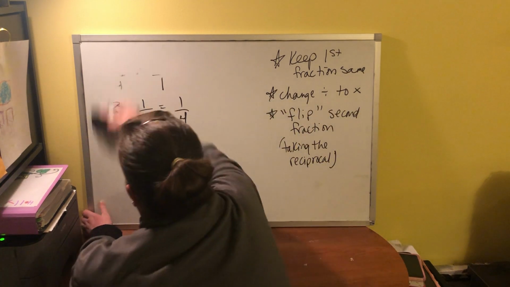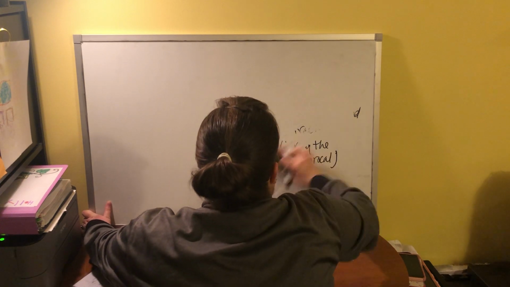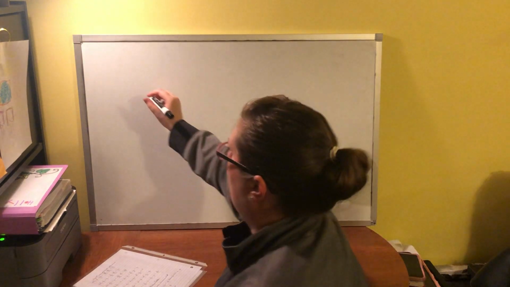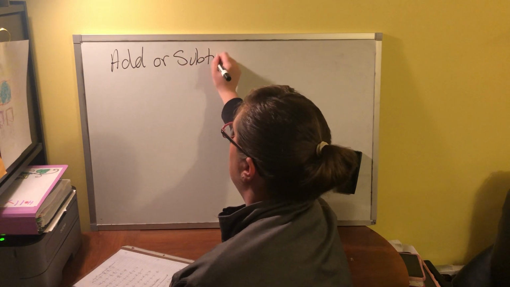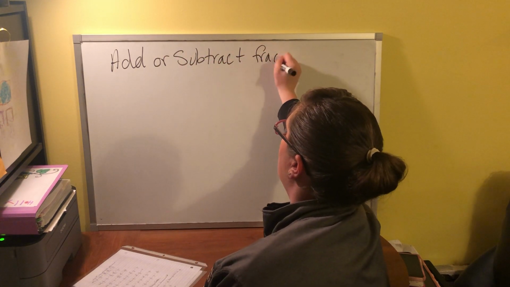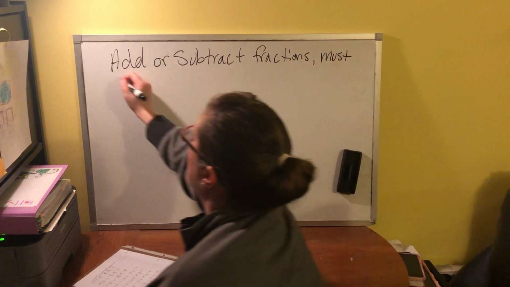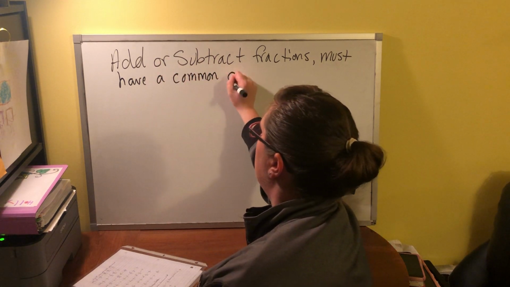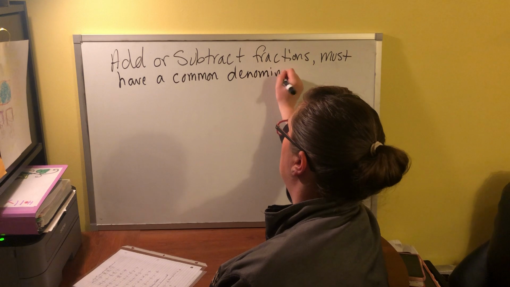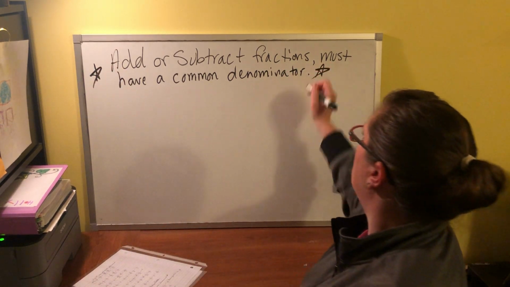Let's go ahead and look at adding and subtracting. When you add and subtract fractions, you must have a common denominator. So this is very important.